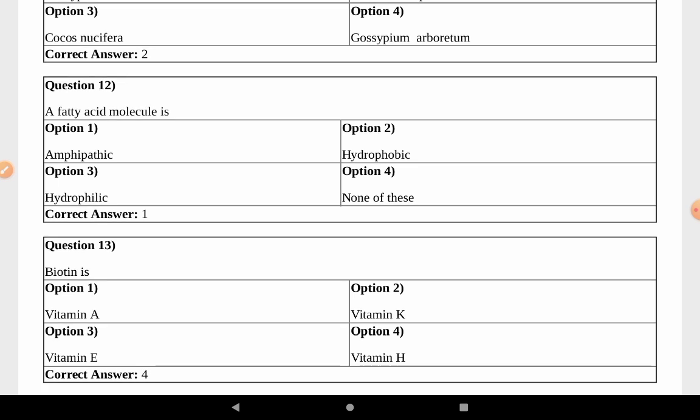Our next question is a fatty acid molecule is amphipathic, option 2 hydrophobic, option 3 hydrophilic, none of these. So the correct answer is option 1, fatty acid molecule is amphipathic.